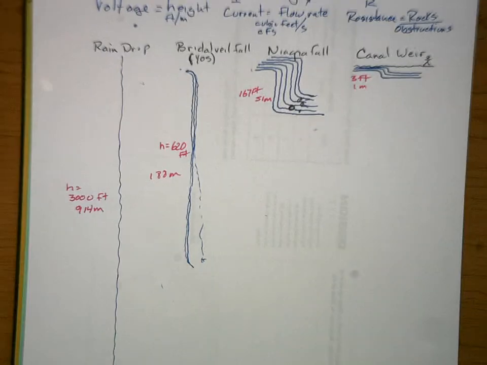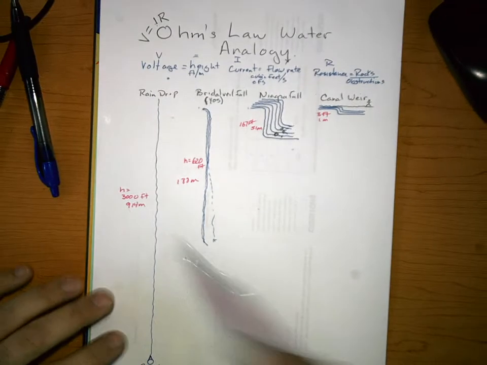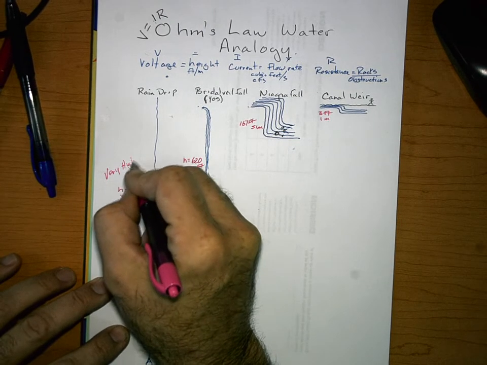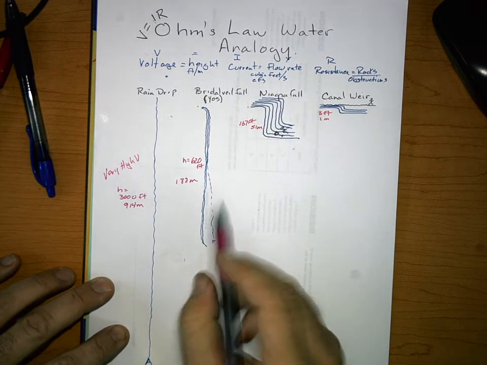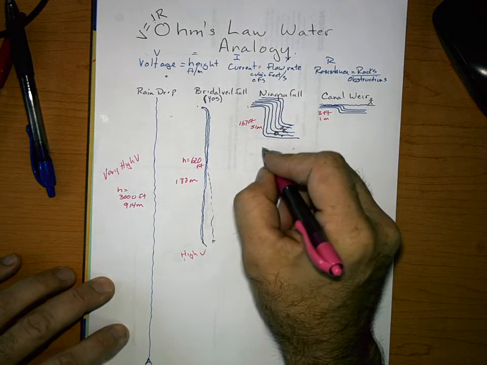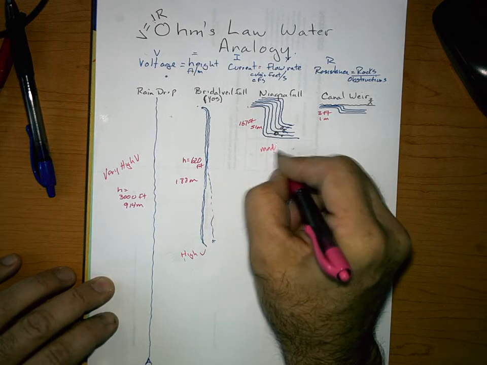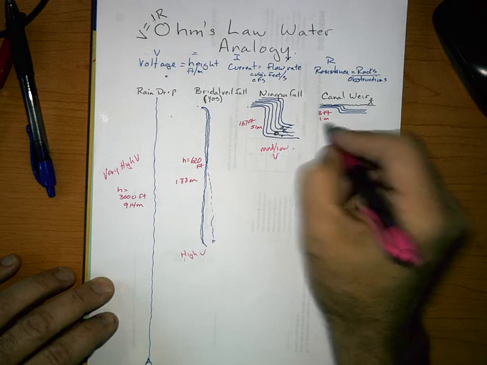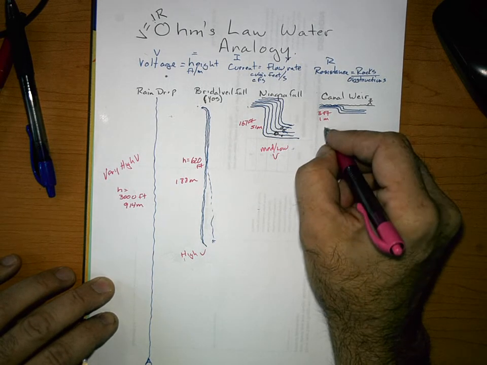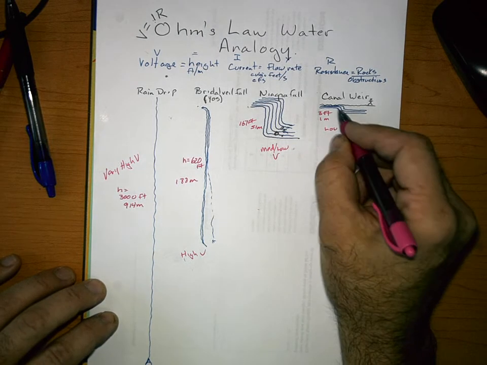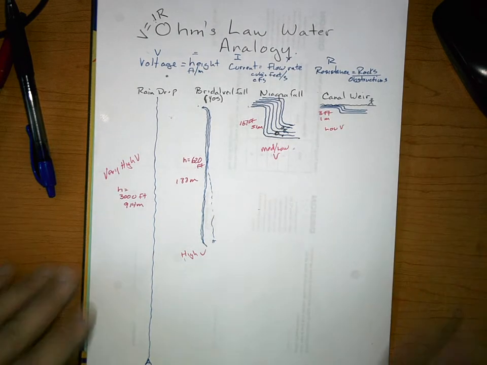So what we have here in this water analogy, we have some very high voltage. We have high voltage. We have medium to low voltage. And over here we have low voltage, because there's not much of a drop. So there's a nice analogy for you.